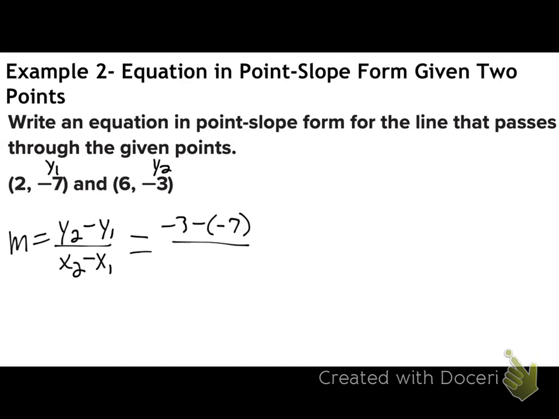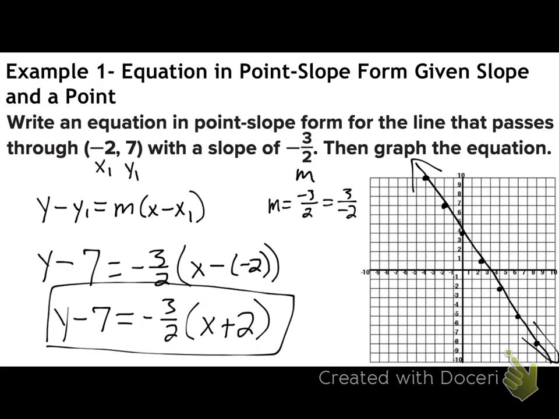And what's my x2 value? 6. Bring the minus from the formula. What's my x1? 2. Up top, two negatives right next to each other creates a positive. -3 plus 7, 4. Down in the denominator, 6 minus 2, 4. 4 divided by 4 gives me 1, not 0. I knew that. We okay with how we got our slope? Yes. Now we know our slope.